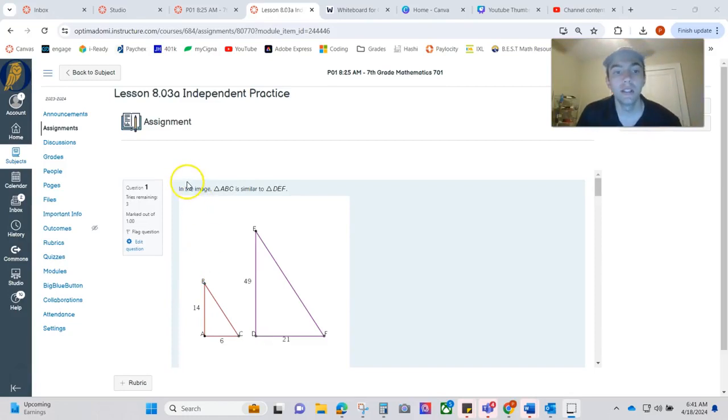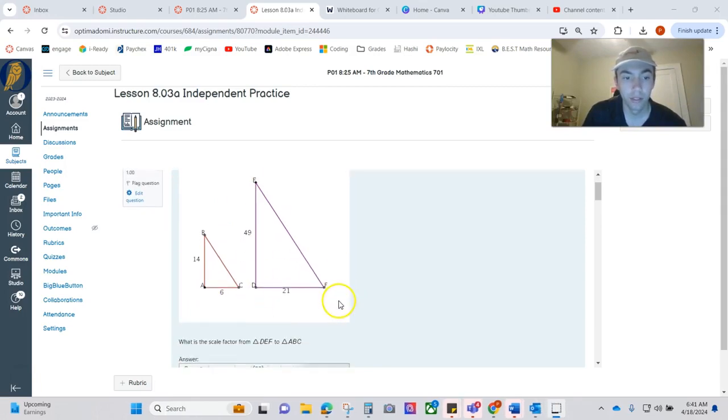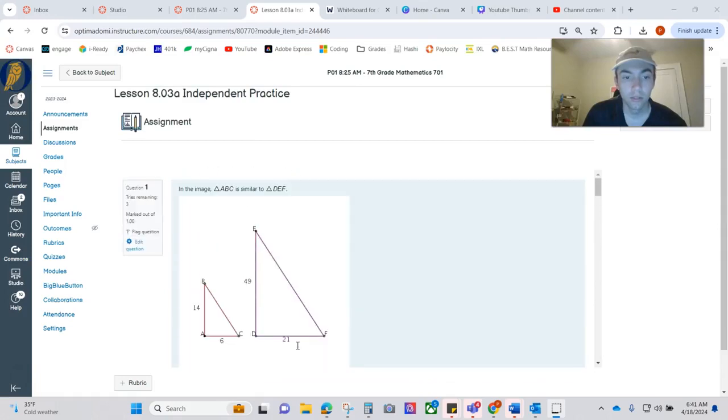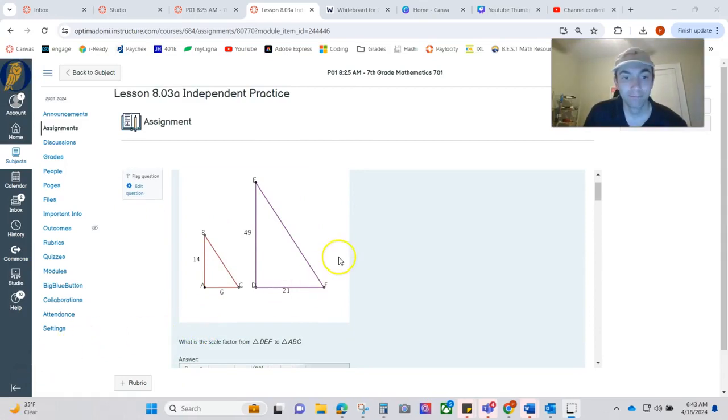Question 1. In the image, triangle ABC is similar to triangle DEF. What is the scale factor from DEF to ABC? So we're starting with the big triangle, and then we're going into the small triangle.